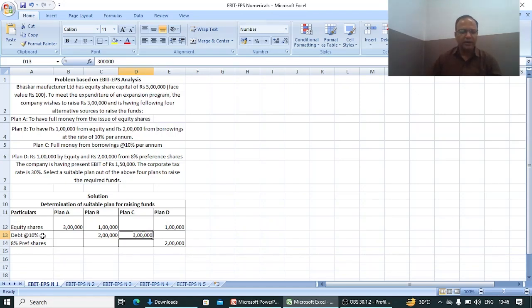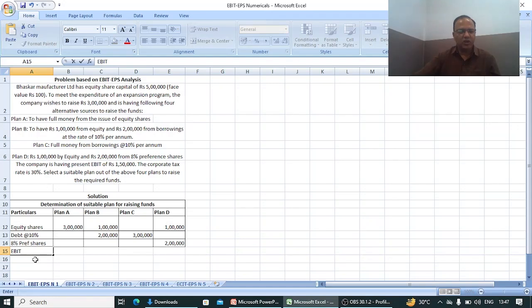In option number 4, that is plan D, you had to collect rupees 1 lakh by equity, so I am writing 1 lakh in front of equity, and after that rupees 2 lakh by preference share, so I am writing it in front of preference share. Now it's clear. After that, we have to follow a format.